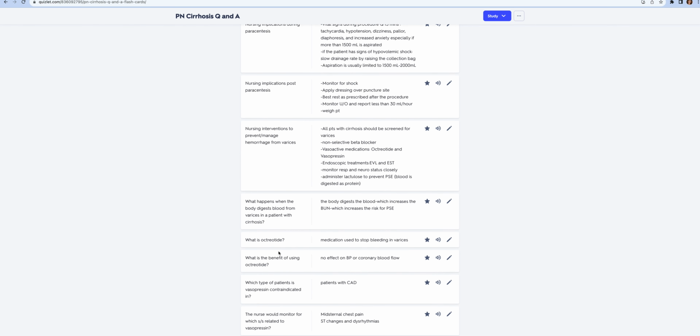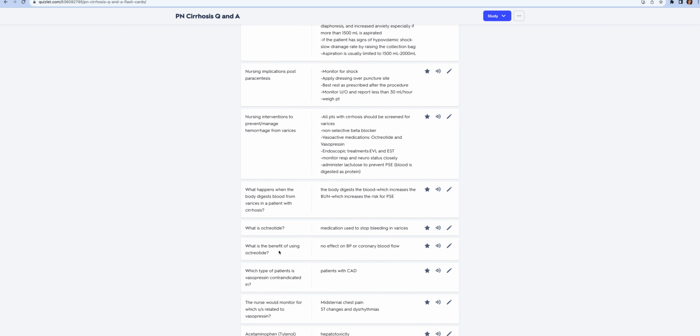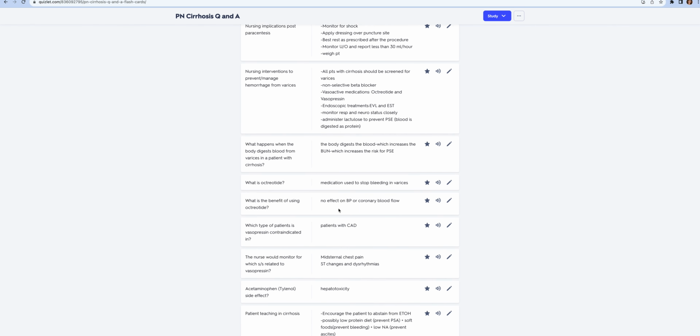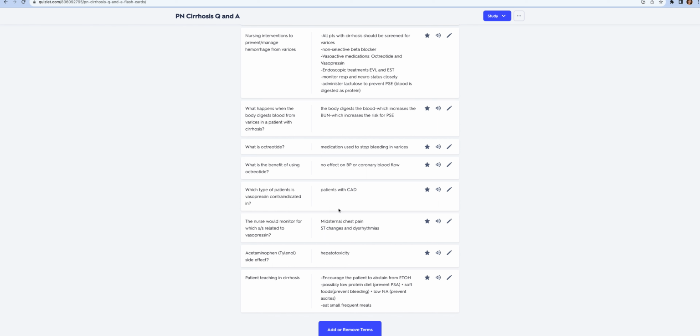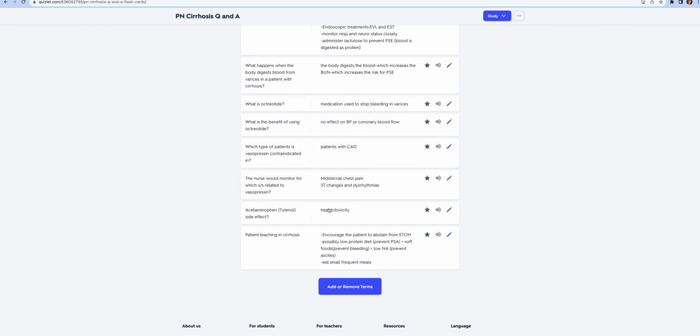They go to the endoscopy lab and that's how the varices are treated. And I already talked about the blood being digested as protein, so it's going to lead to PSE. So make sure you understand the difference between octreotide and vasopressin. You're going to be looking for dysrhythmias and chest pain if somebody's on vasopressin. But you certainly wouldn't want to give it to anybody that has a history.